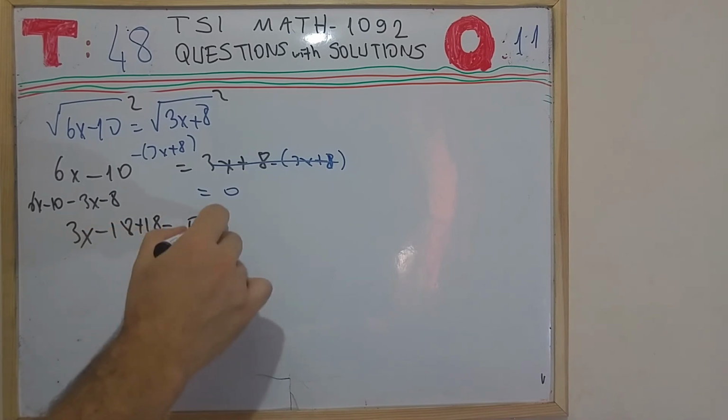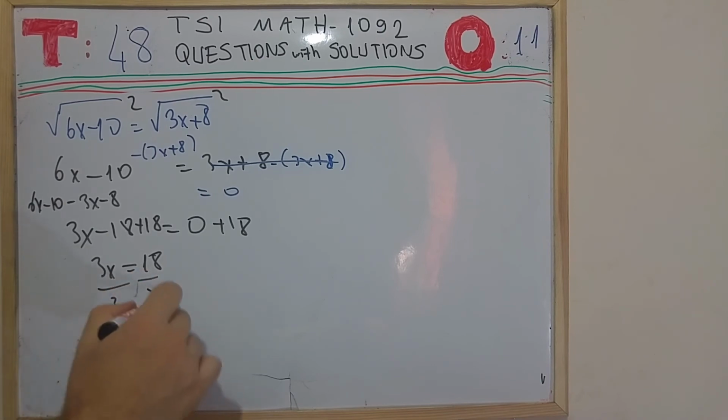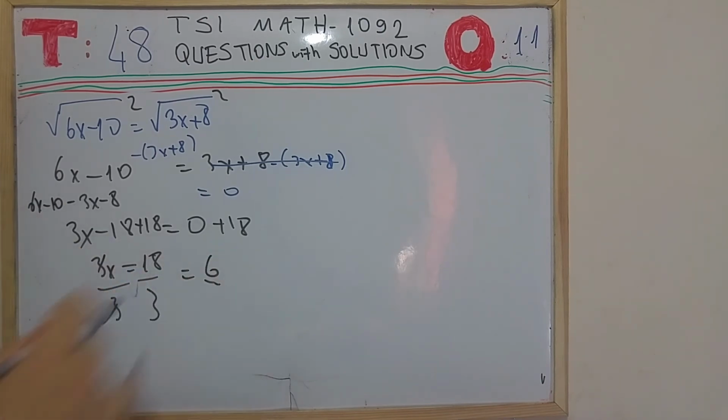Let me add 18 now to each side. So I have 3x is equal to 18, and I divide each side by 3 now, so that x is equal to 6.